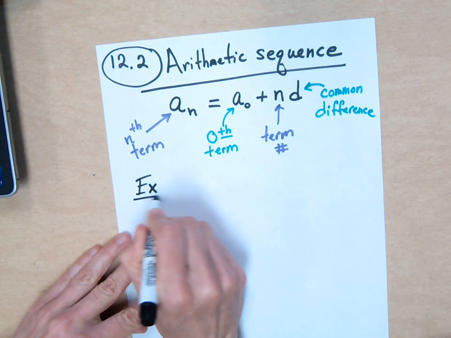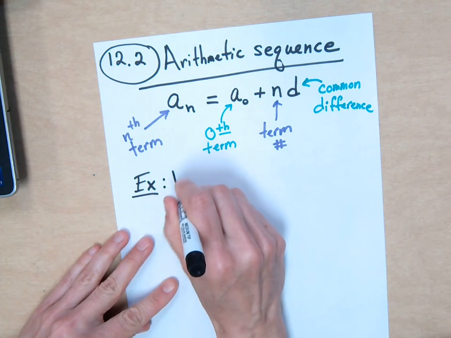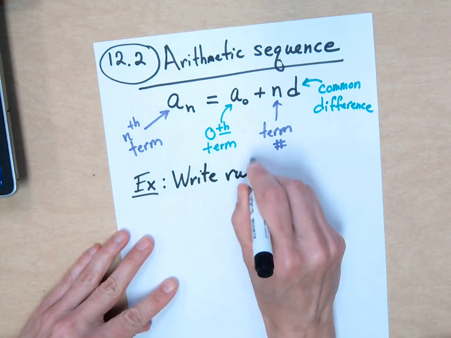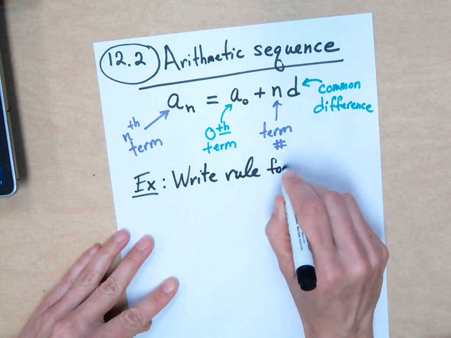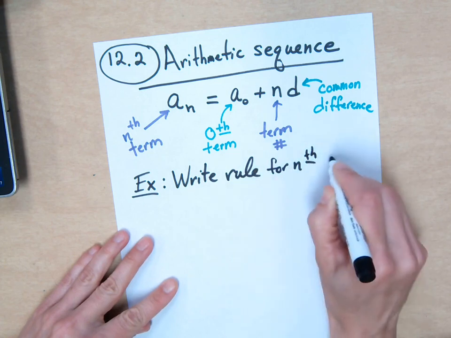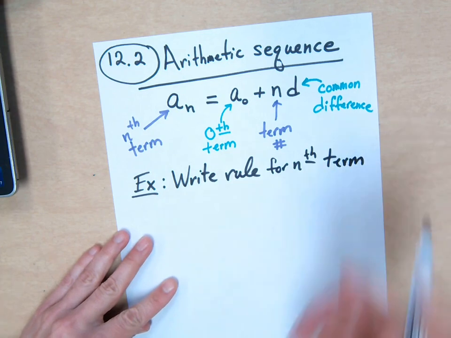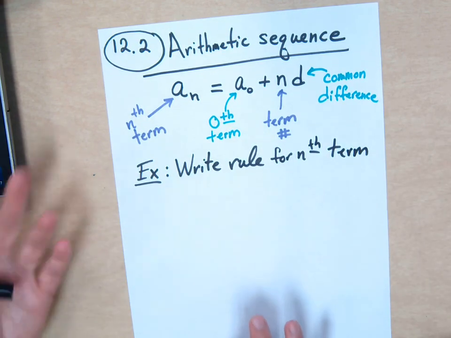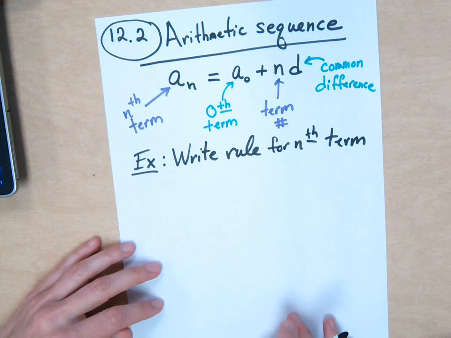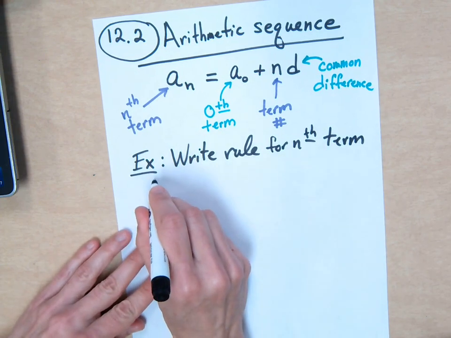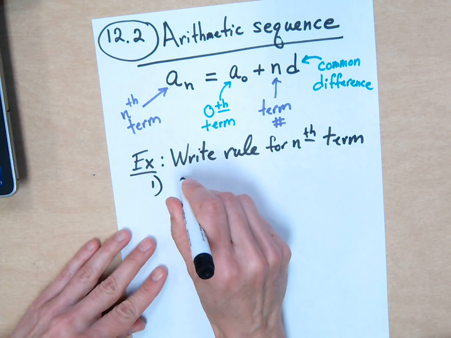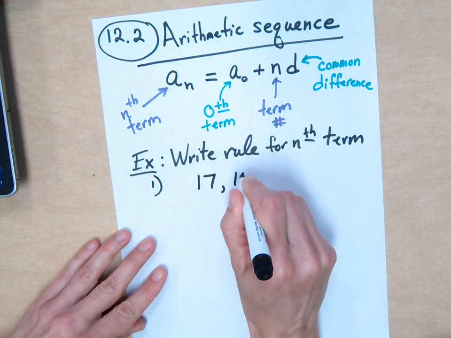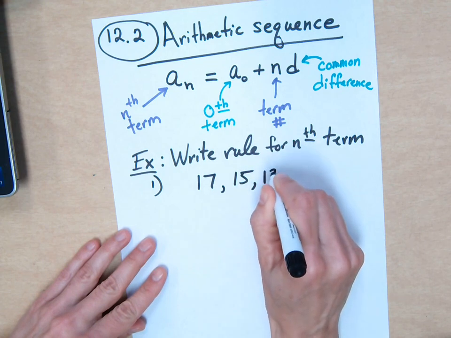So the first example, the directions will say this: write the rule for the nth term. And once we know the rule, we could find any term that we want. We could just plug it into the formula or the rule once we find it. So the first example, we'll start with something where things are made easy for us. So 17, 15, 13, 11.